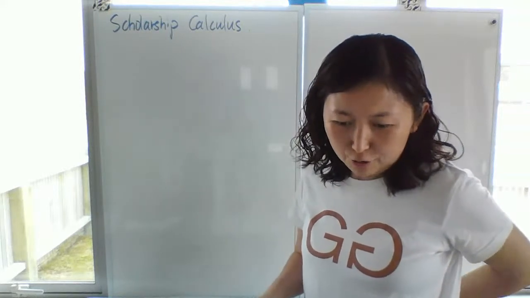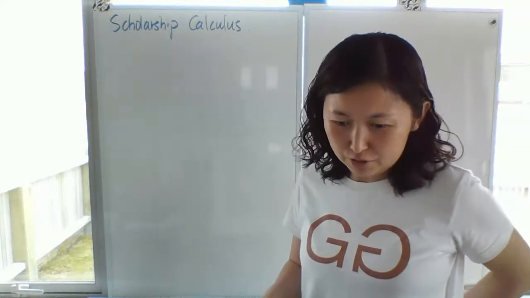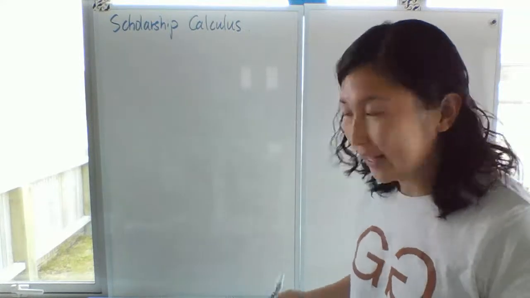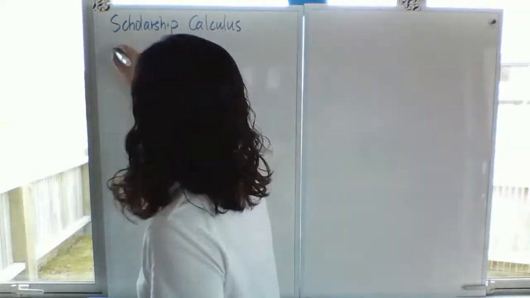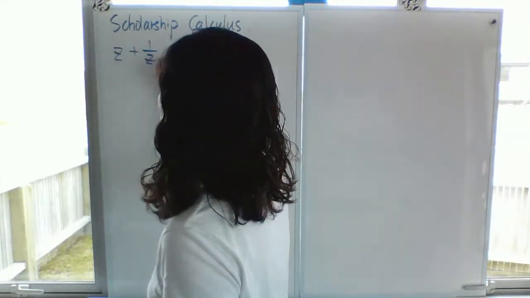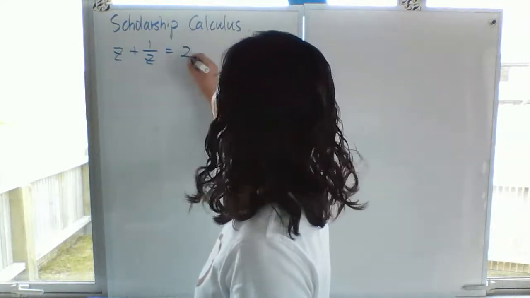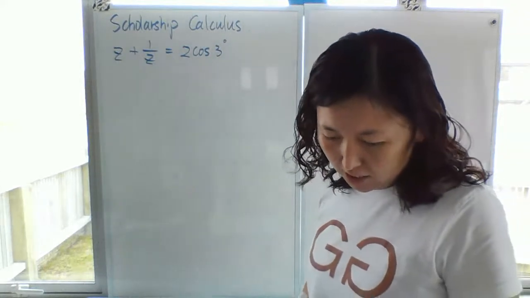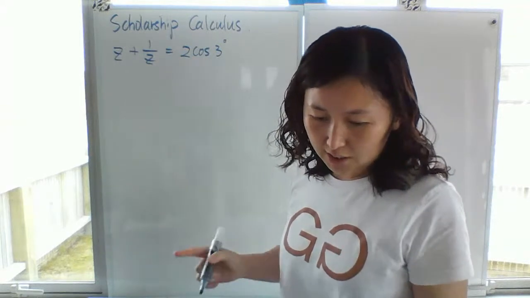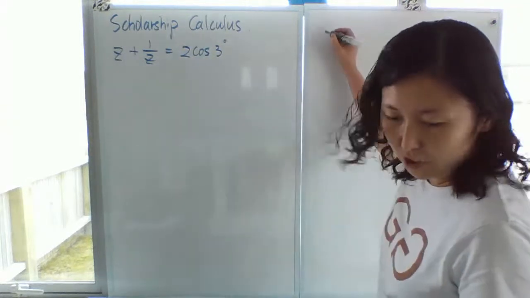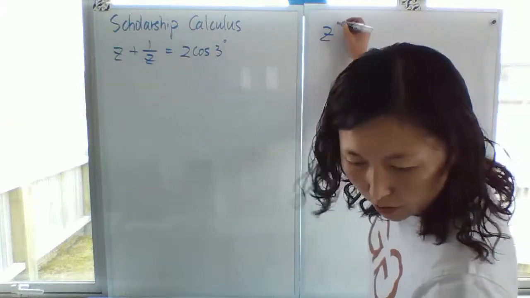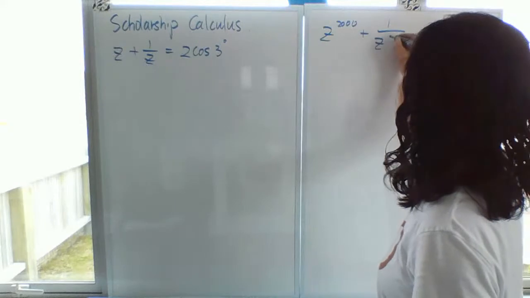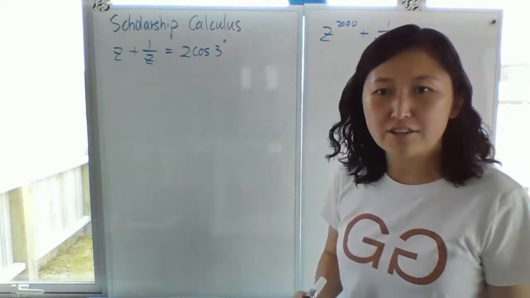Now, the first question is quite an interesting question. I like it a lot because I was doing the AIME questions the other day, and I just picked this one from that. So the question says, Z plus 1 over Z is equivalent to 2 cos 3 degrees. And what they're asking is you need to find the least integer that is greater than the given, which is Z to the power of 2000 plus 1 over Z to the power of 2000.